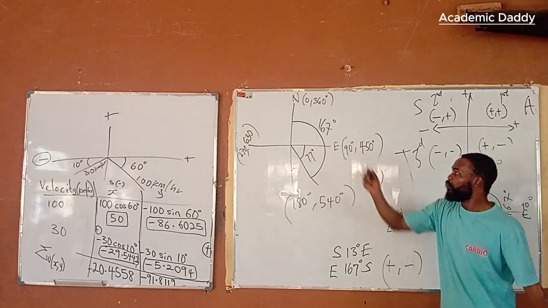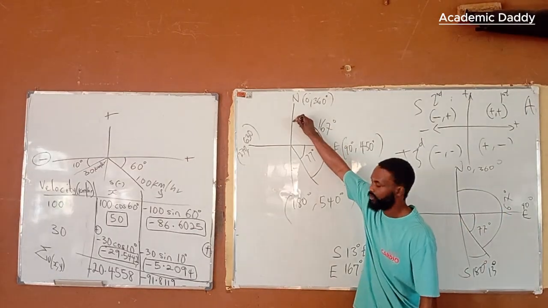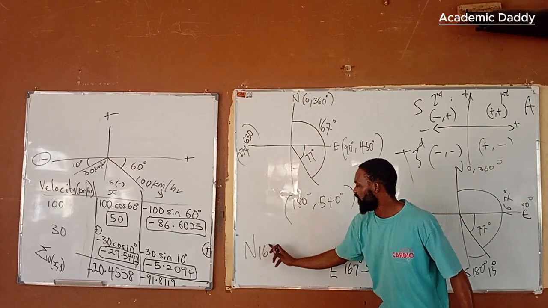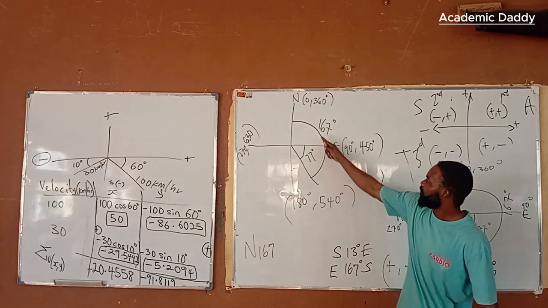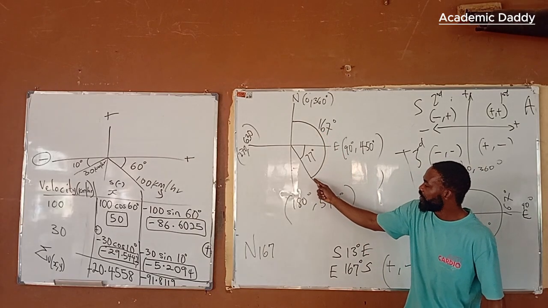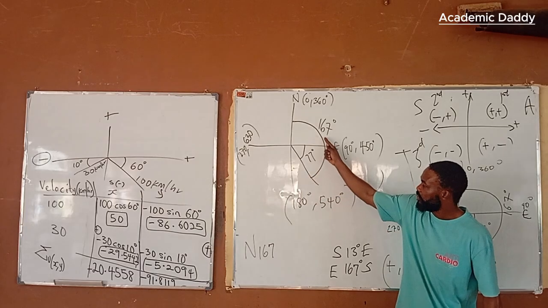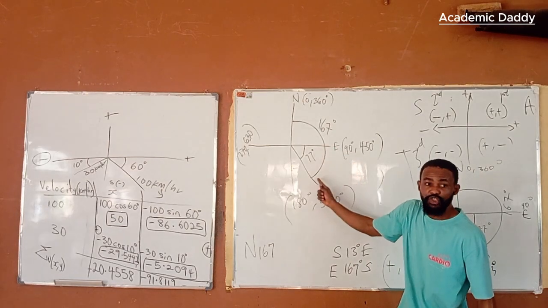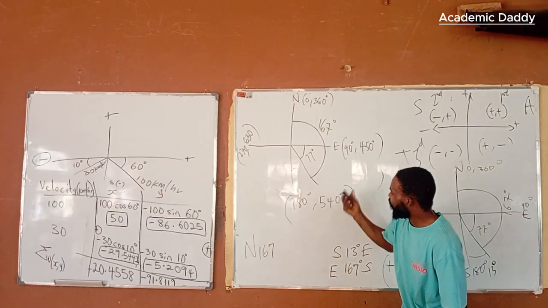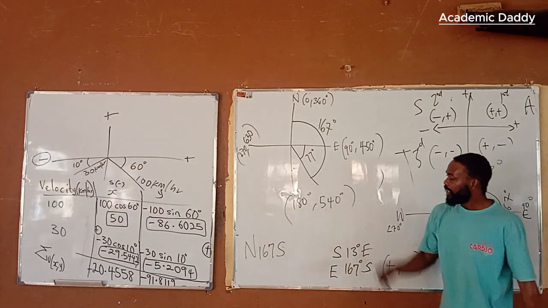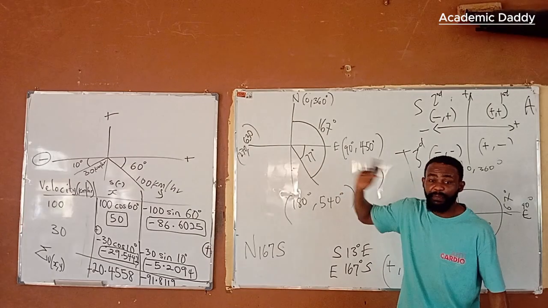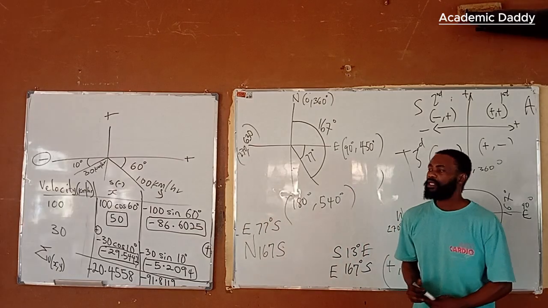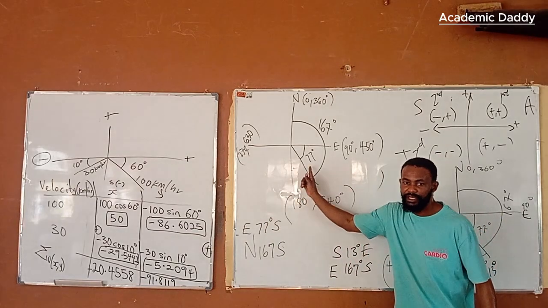Now, please check for me. Where did I start this angle? It is from the north. So I will have north. What do I have in between this north and this? 167. Now watch. This angle now that I'm seeing, where is it running to? South. It has crossed the east and is tending towards the south. I will write S. If I want to call this 77 degrees, it simply means that what I will say is E 77 degrees south.